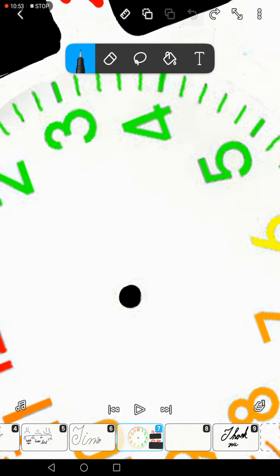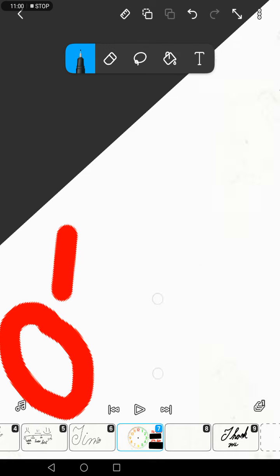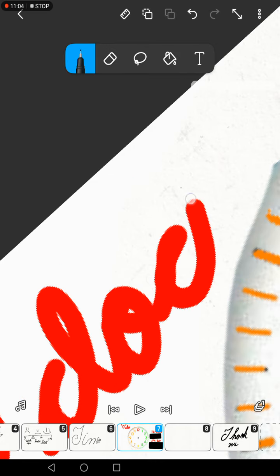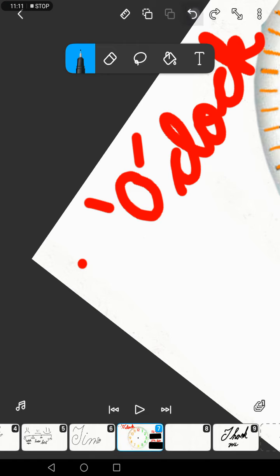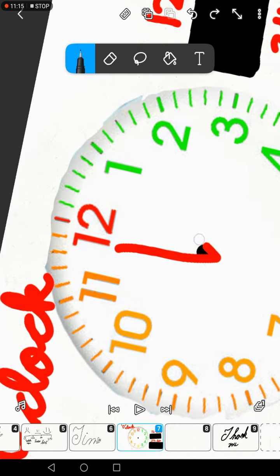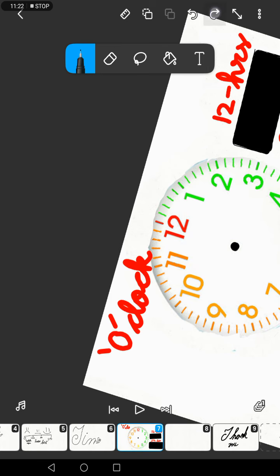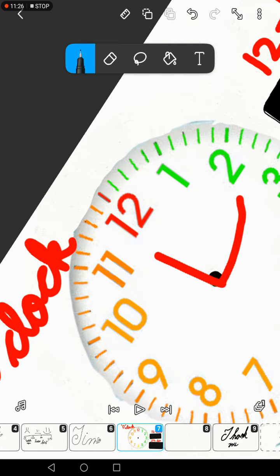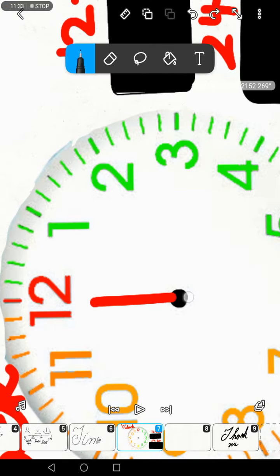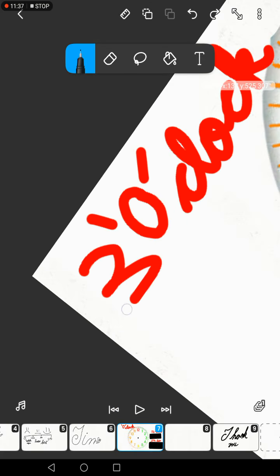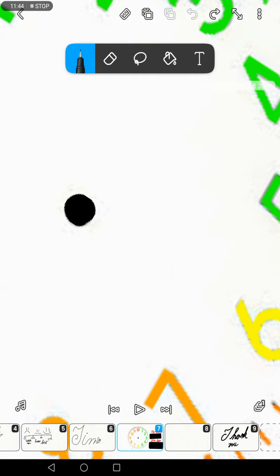What is this? Wait. Also, this is how you write o'clock. You should put any number. If it's 12-1, we should put 1 o'clock. If it's 12-2, we should put 2 o'clock. If it's 12-3, we should put 3 o'clock, and so on. Okay, so let's change up.